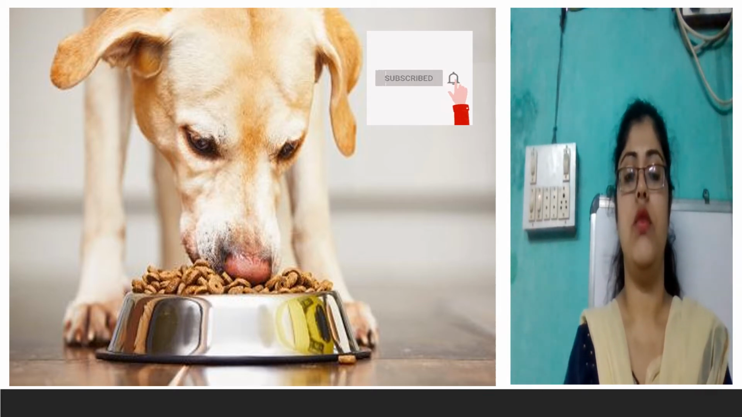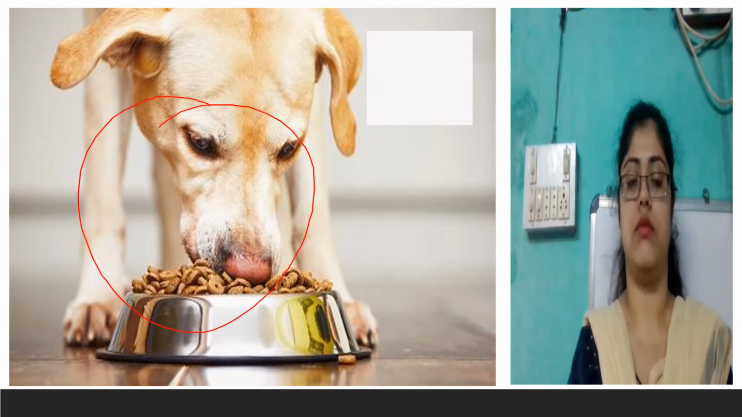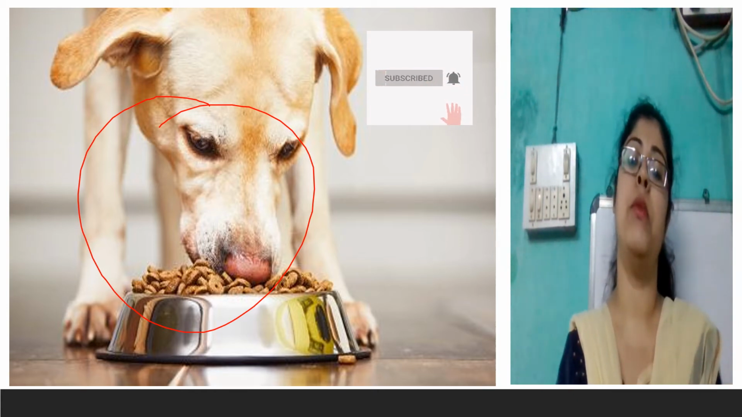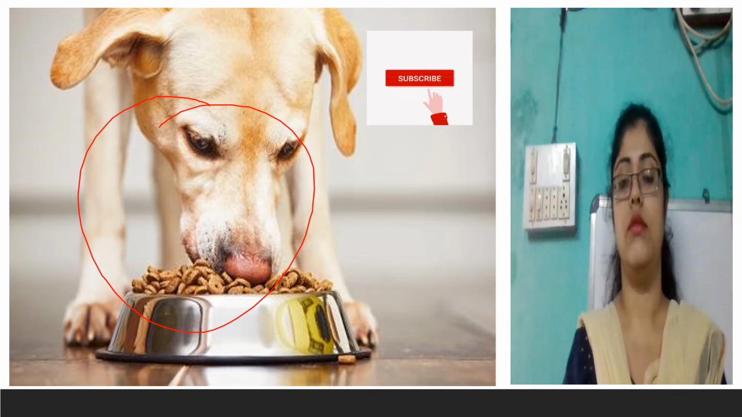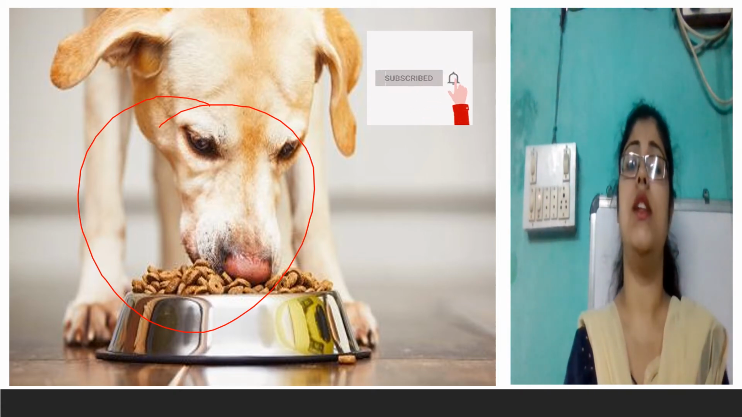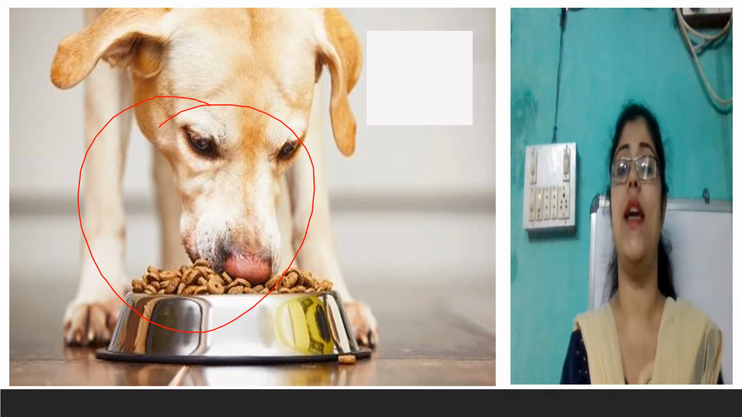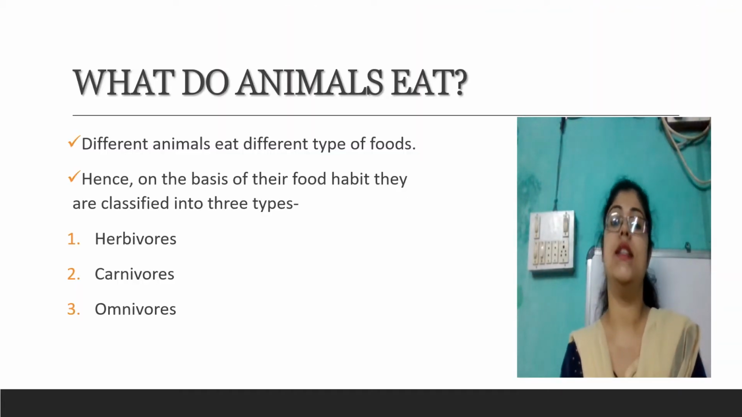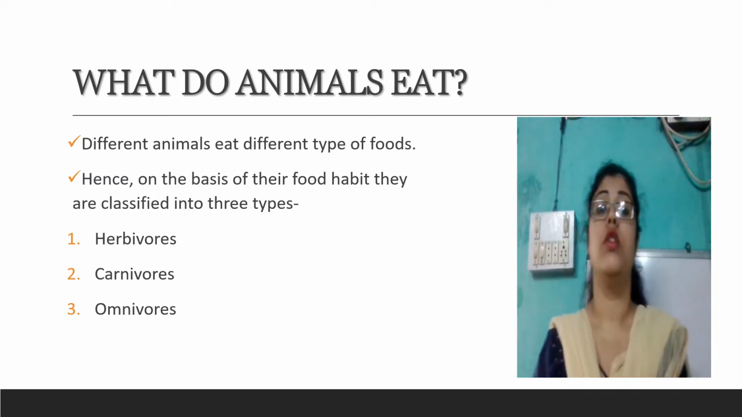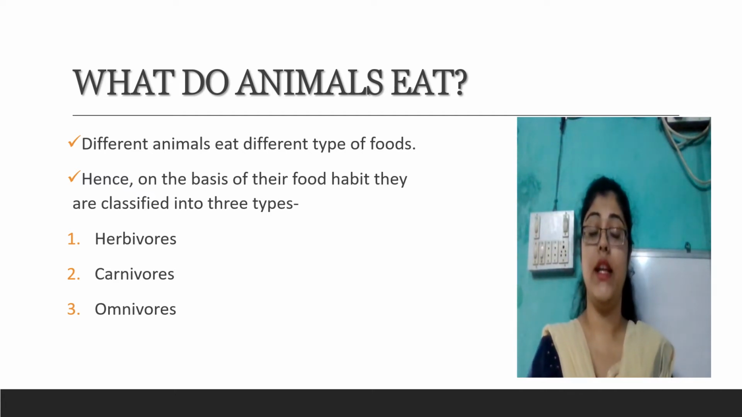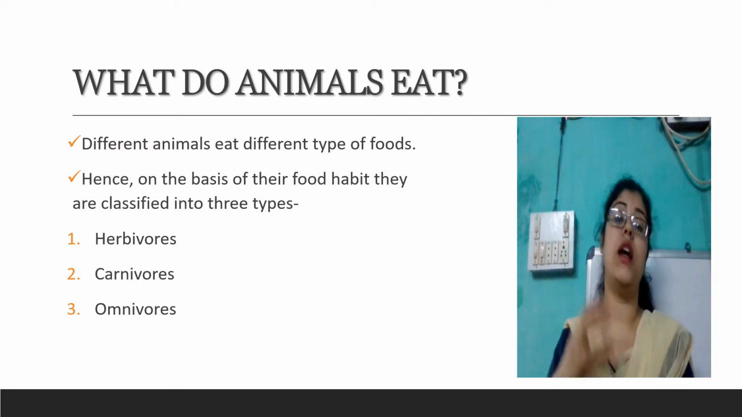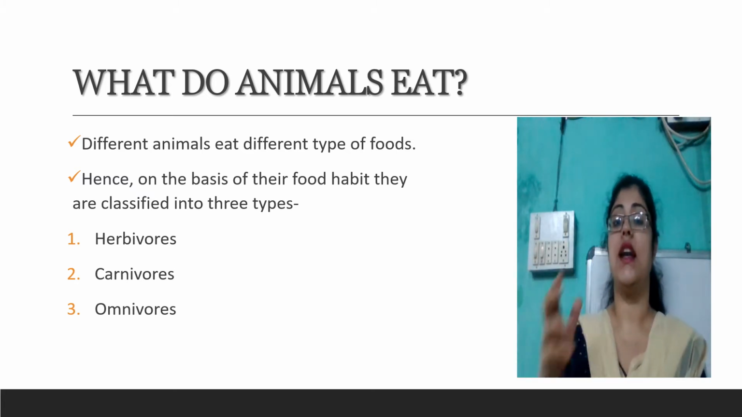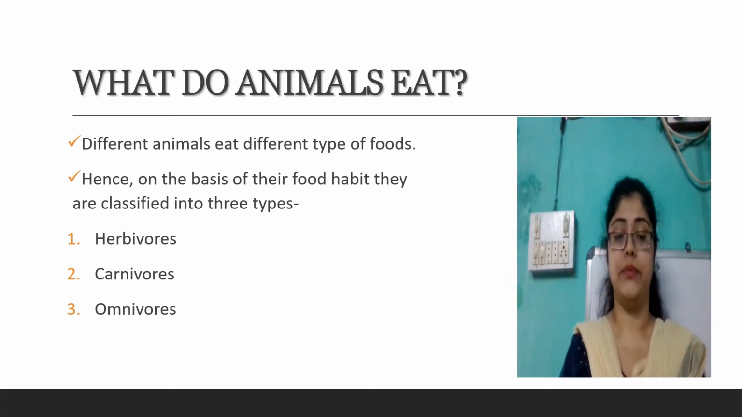So class, what do you understand by looking at this picture? Okay, many of you can say that, ma'am, the dog is eating something. Okay, so now let's move forward to understand why I have put this picture in front of you. So our next topic is, what do animals eat? We have just learned about plant products and the edible parts of the plant. Now we are going to understand what animals eat.